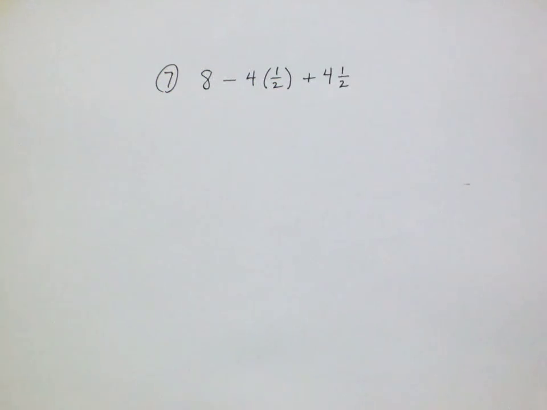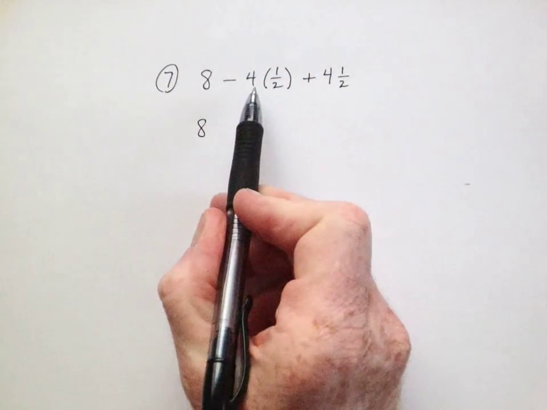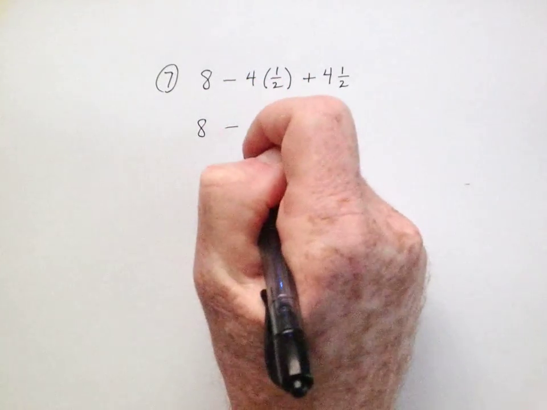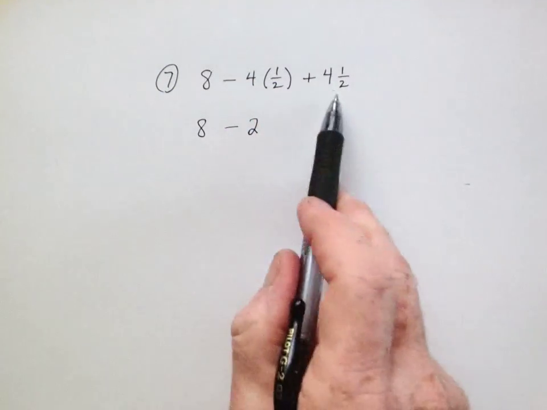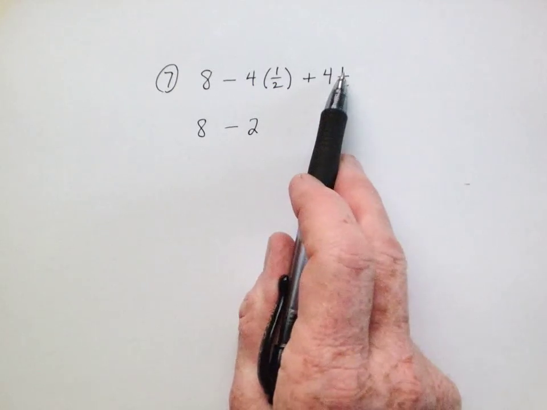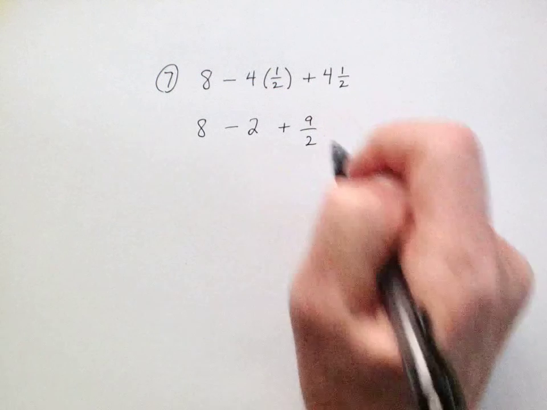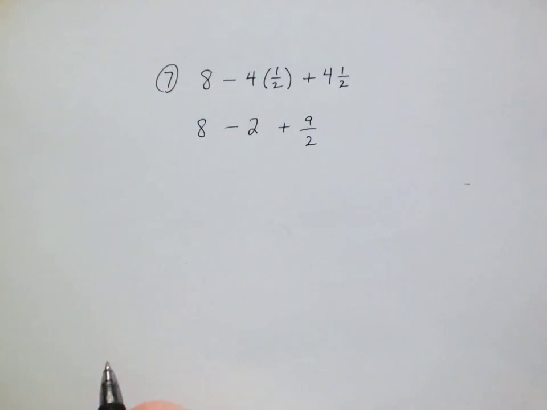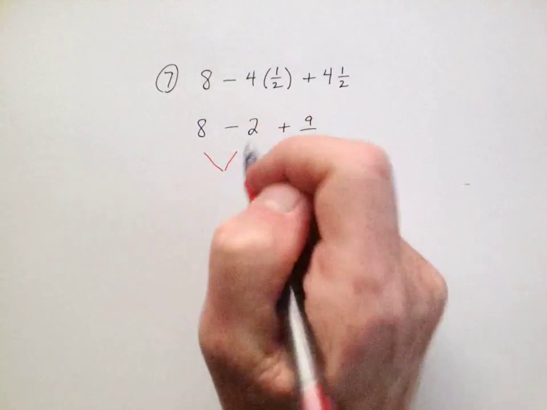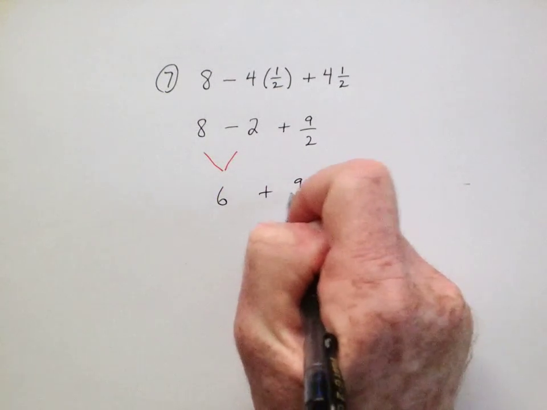So we would have 8, and then this one would be half of 4, so that's 2, and the negative sign still stays there. And then this one I'll change to an improper fraction. So this is going to be 8 plus 1 is 9 halves. Now that everything is narrowed down to addition and subtraction, just go from left to right. So left to right, combine these two. That's going to be 6. And then plus the 9 halves.